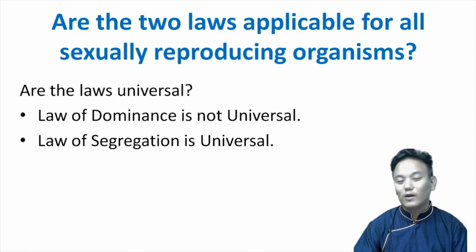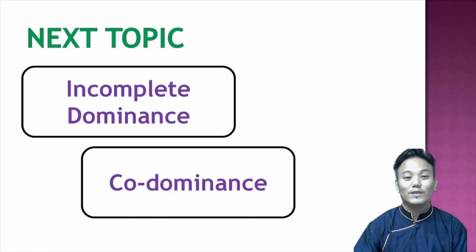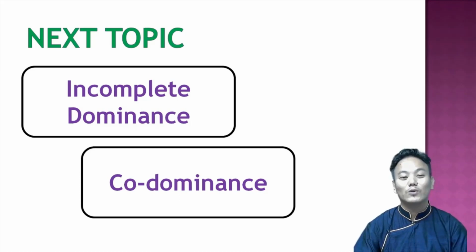If you need to support your answer on why the law of dominance is not universal, we will cover that in the next video. The next topic will be incomplete dominance and codominance. These two phenomena will prove why the law of dominance is not universal. All right, so I hope you read about incomplete dominance and codominance before watching the next video.